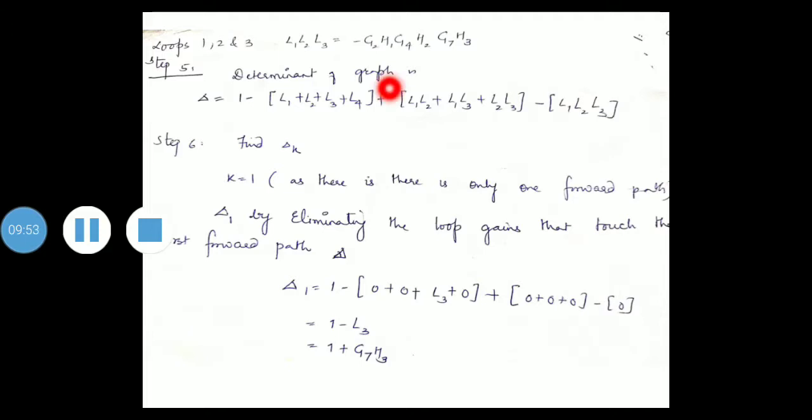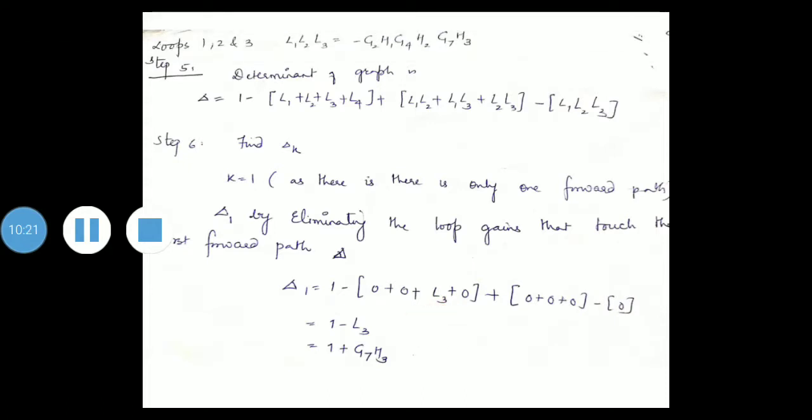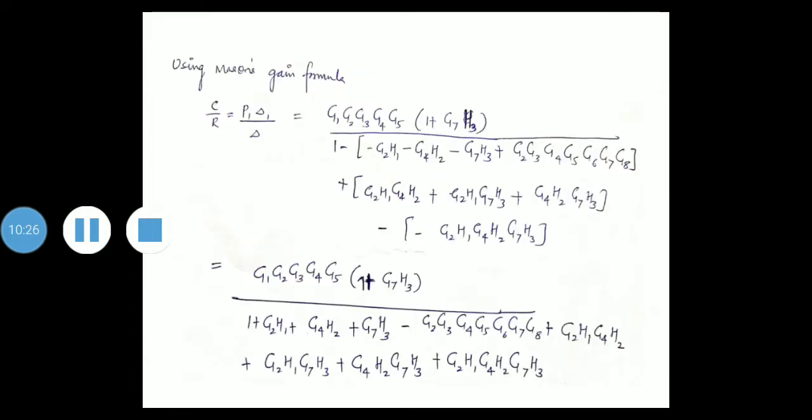If we see, L1 is touching the forward path, L2 is touching the forward path, L4 is touching the forward path, and L1 L2, L1 L3, L2 L3 and L1 L2 L3 are touching the forward path, so all these terms are 0. Only L3 is not touching the forward path, so L3 is kept to find delta 1. That gives 1 minus L3, which after substituting L3 we get 1 plus G7 H3.